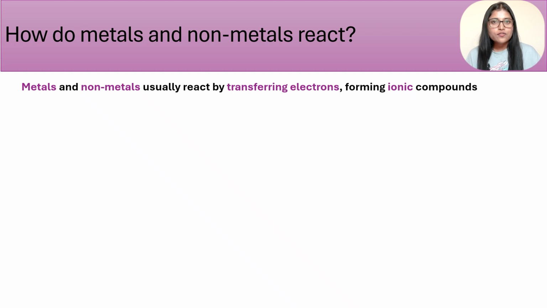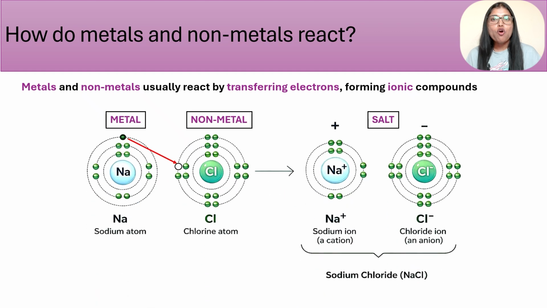Let's try to understand this further using the example of common salt or table salt, which is sodium chloride. As we can see in the image here, sodium is a metal and chlorine is a non-metal. Sodium has an atomic number of 11, which means its configuration is 2, 8 and 1. So it has one valence electron in its outermost shell. Now chlorine has an atomic number of 17, which means it has 7 electrons in its outermost shell, or it has 7 valence electrons. Now we know that atoms try to gain stable configuration by achieving a complete outer shell or a full outer shell.